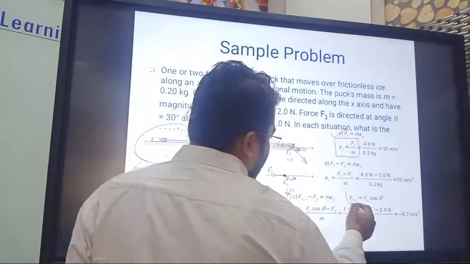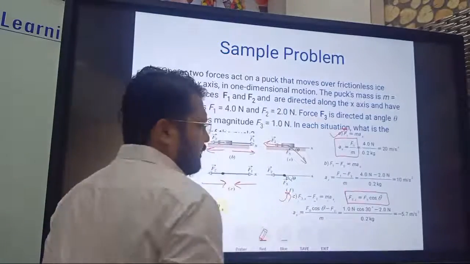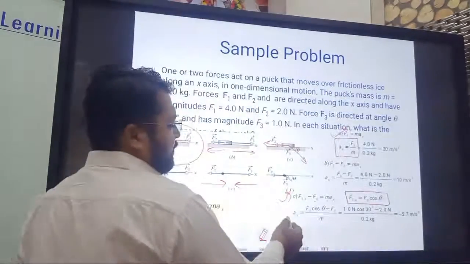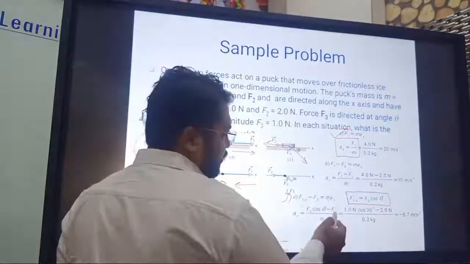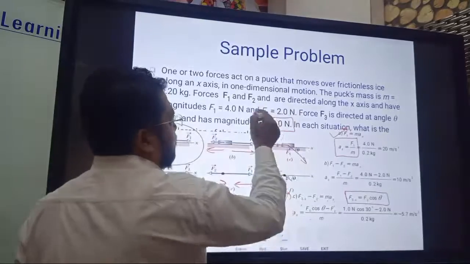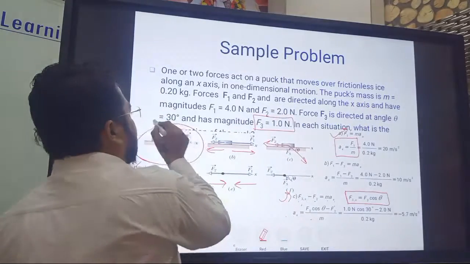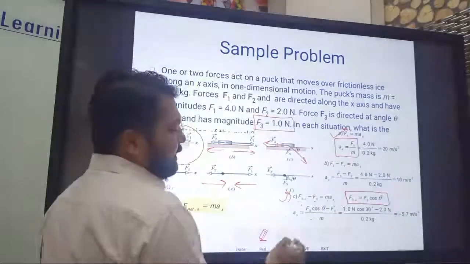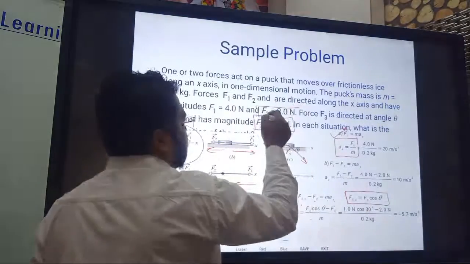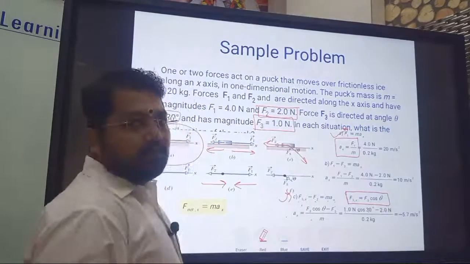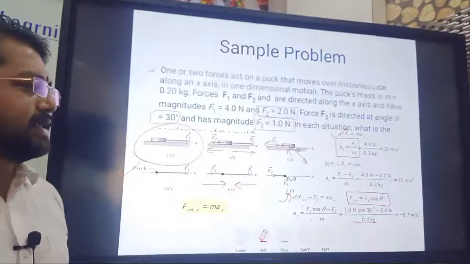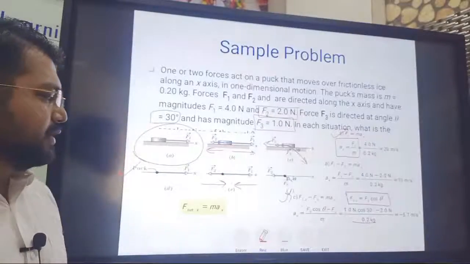So how will we calculate F3? F3 cos theta. So finally, what is ax? F3 cos theta minus F2 upon m. So what was F3? 1 newton and angle 30 degree. So 1 cos 30 minus 2, divided by 0.2 kg. So you will get the answer minus 5.7 meter per second square.